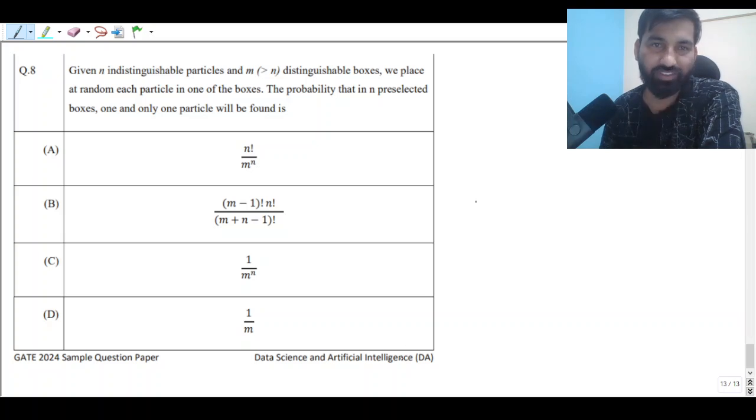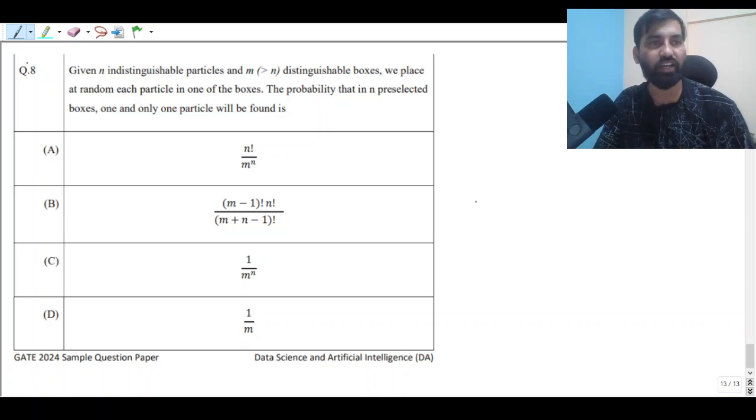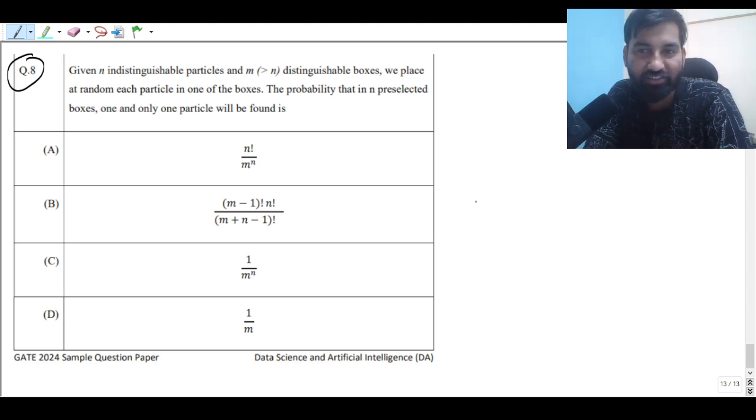So we'll solve this question now. This question was asked in GATE 2024, in the sample paper. When IISc Bangalore released its sample paper for GATE Data Science and AI, they asked this question. This was just a sample paper for GATE 2024 Data Science and AI, since the GATE Data Science and AI paper was quite new to us.